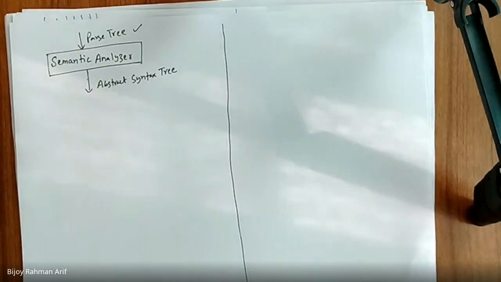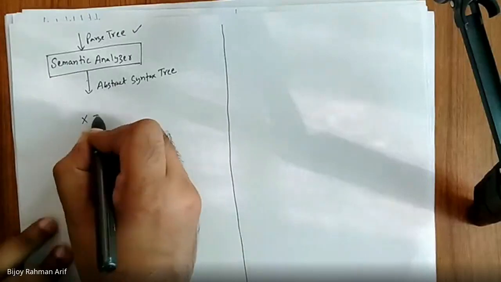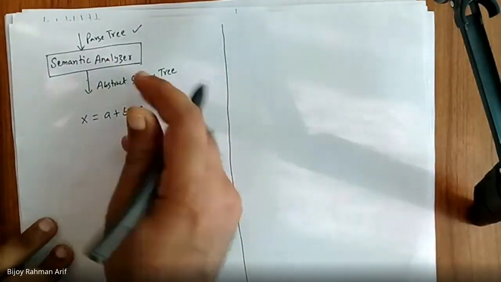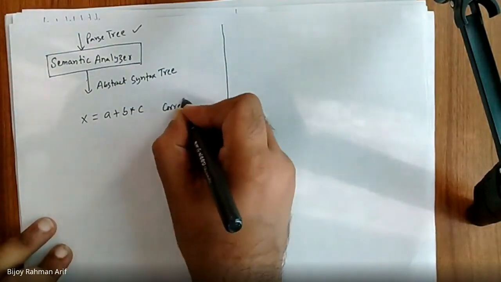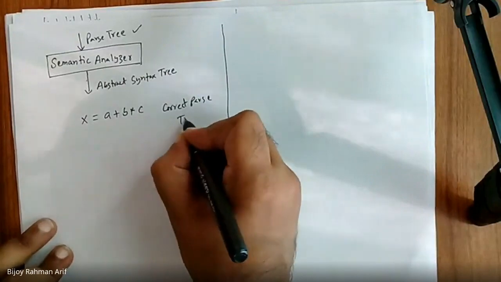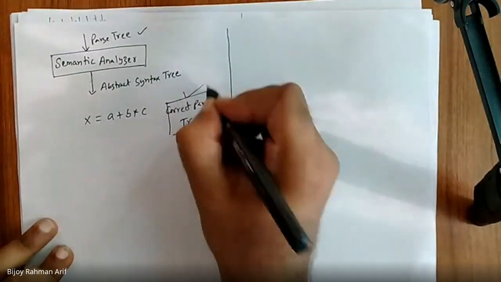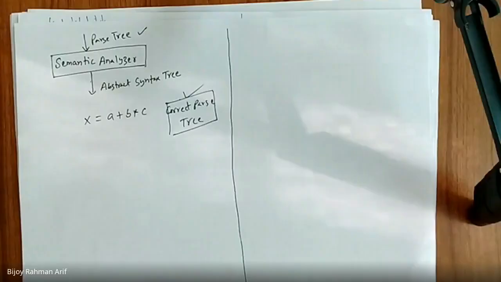Can you give me an example of a language construct where the structure is correct, but actually semantically the expression or statement is wrong? For example, if I take this one, x equal to a plus b star c, after the syntax analyzer it creates the correct parse tree. But still, something is wrong there. What is that? What is wrong there?